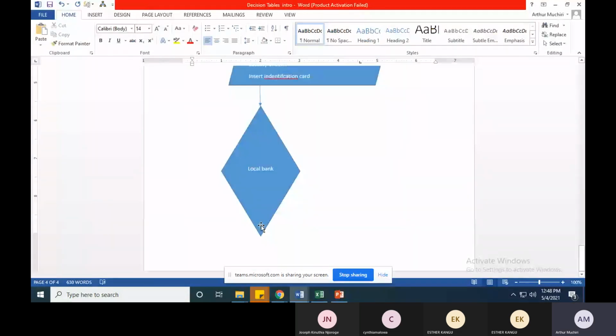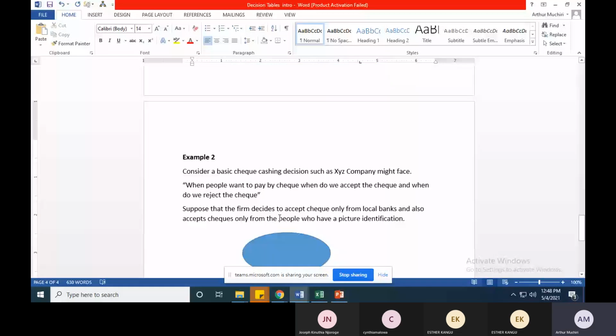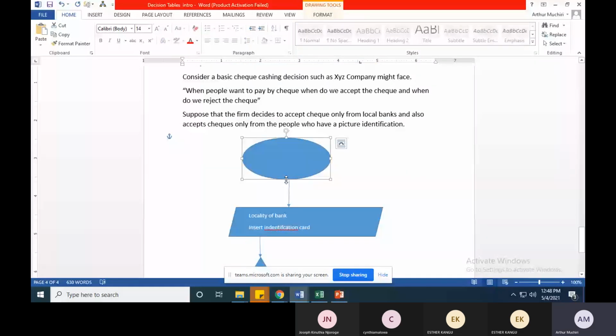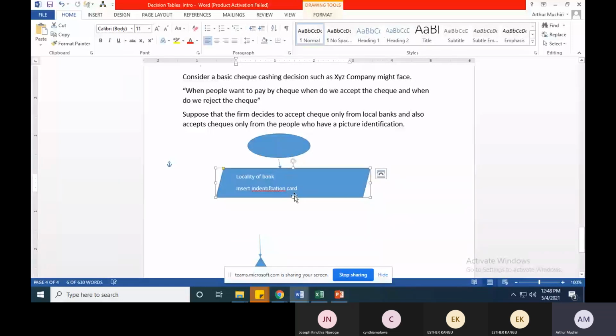Oh, it has become too big for the document. Let me reduce the shapes. I'm just reducing the size of these because I've realized there's no space. I don't know why there's no space.